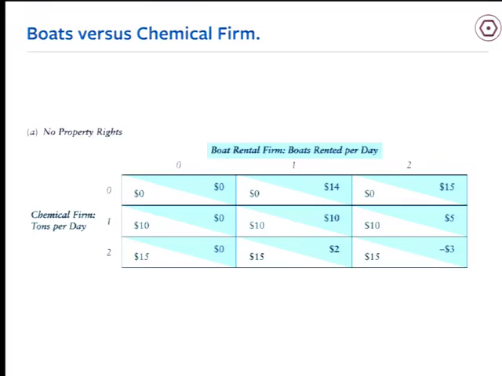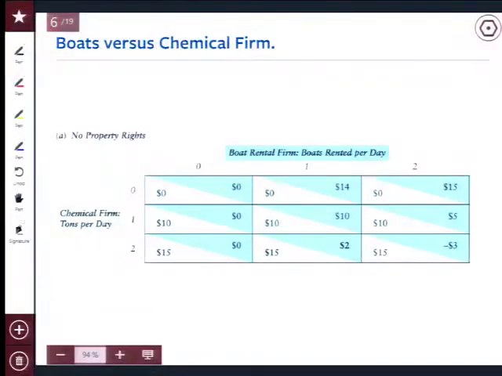So now what is the boat company going to do? It knows the chemical firm is going to produce 2 units. Right? So it knows it's in the bottom row of this table. So it just looks at its payoffs. -3 if it rents 2. 1 boat, it makes $2. 0 boats, it makes $0. So what's the boat company going to do? It's going to rent 1. Right? So the equilibrium here is going to be one where there are 2 units of pollution produced and 1 boat is being rented.